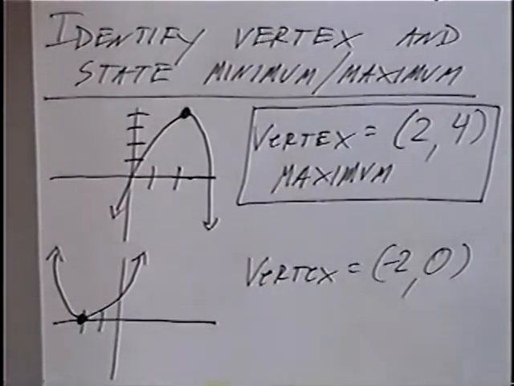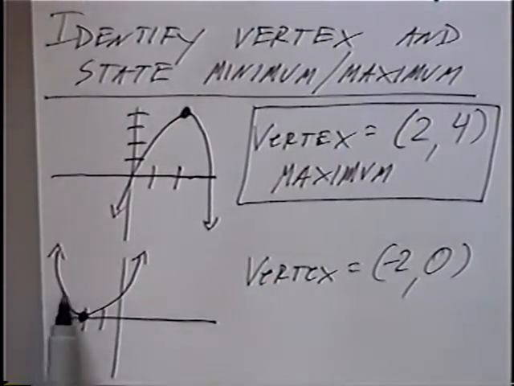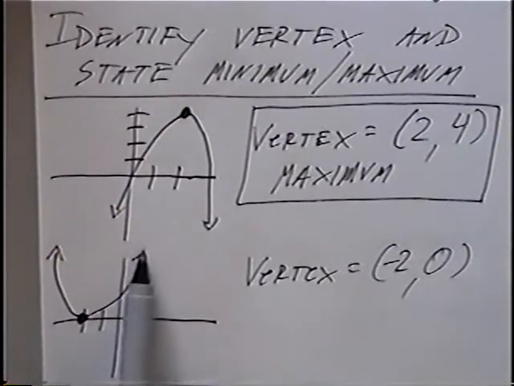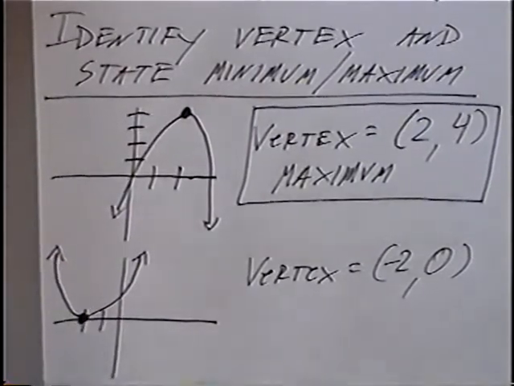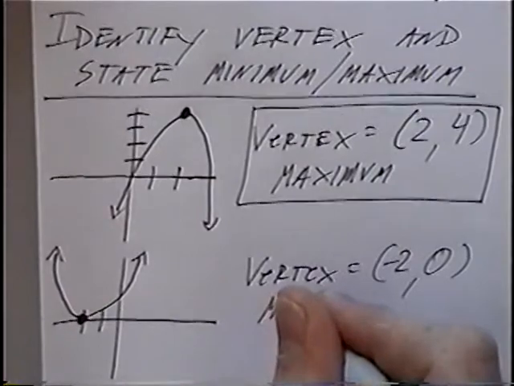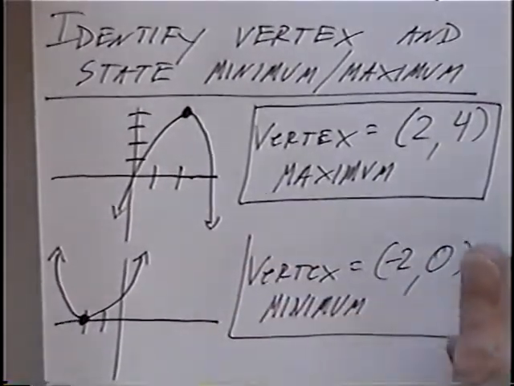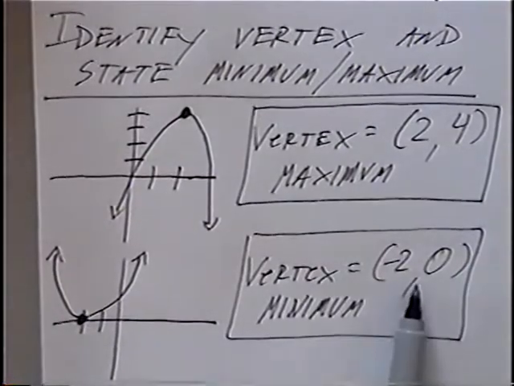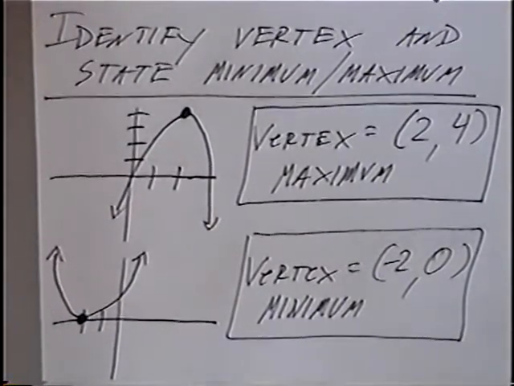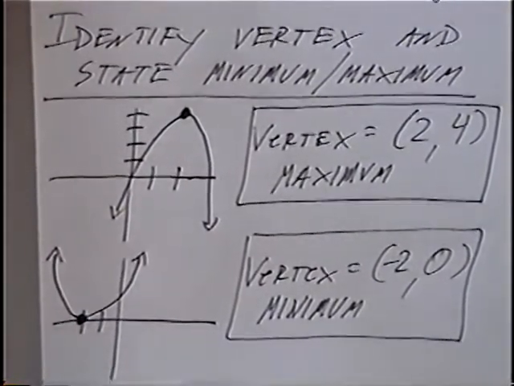For a maximum or minimum, this graph goes down to the bottom and then curves back to the top. So it goes to a lowest point. The lowest point is also a minimum. So the vertex of this graph is -2, 0, and it has a minimum value or lowest point.